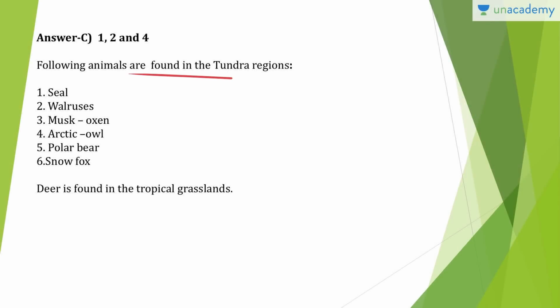The following animals you will frequently encounter if you are in the tundra regions. So here it includes seal, walrus, musk oxen, arctic owl, polar bear, snow fox, etc. And deer is basically found in the tropical grassland region.